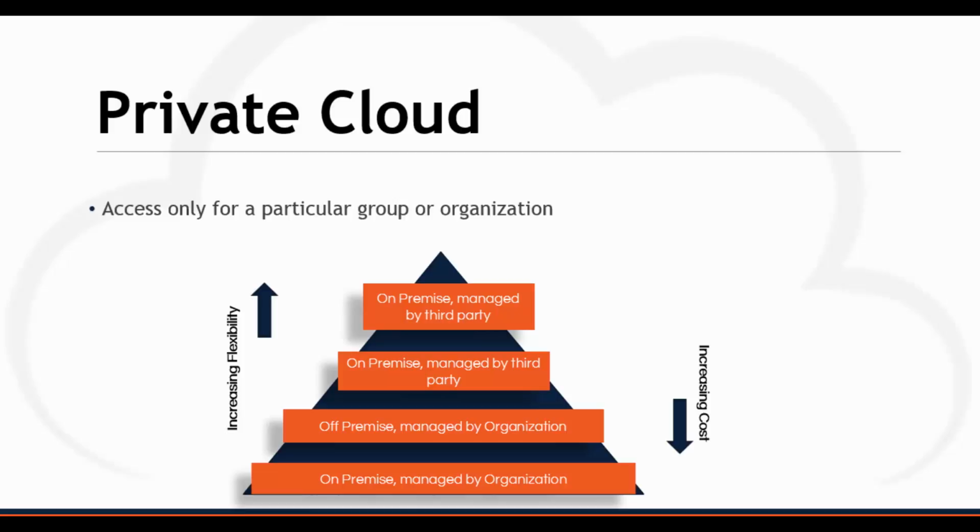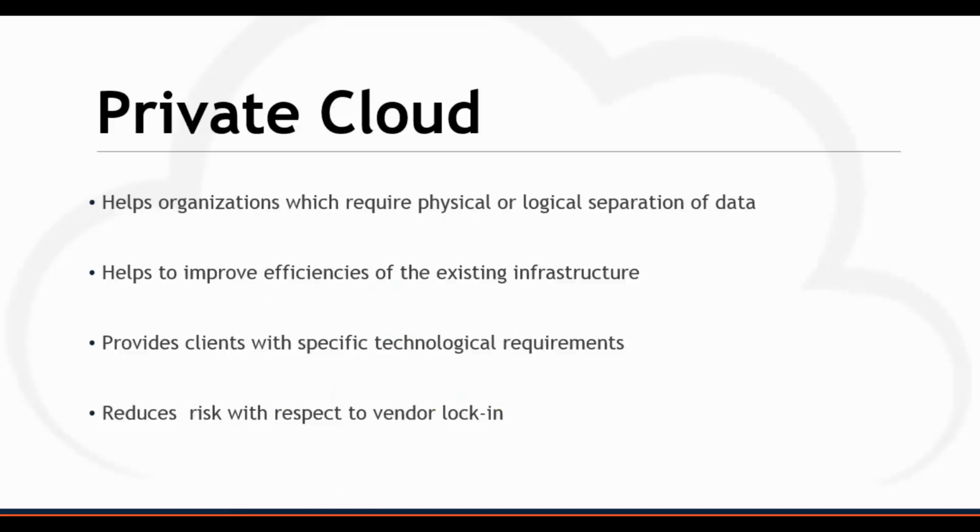This diagram shows the four approaches of a private cloud. Private clouds help organizations better fulfill their needs for a more precise or secure physical or logical separation of data from other organizations. It also provides ways to improve efficiency on the existing infrastructure that the client uses. Private clouds also help to meet specific technology requirements other clients might have. And as well, it helps reduce risks that are associated with vendor lock-in.